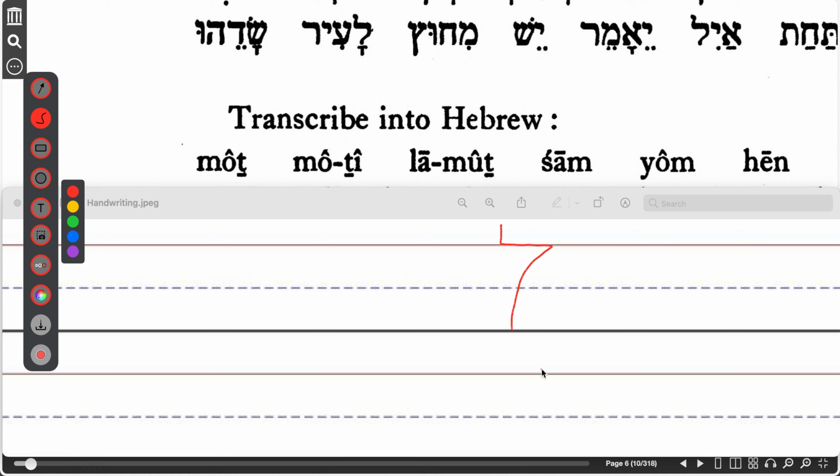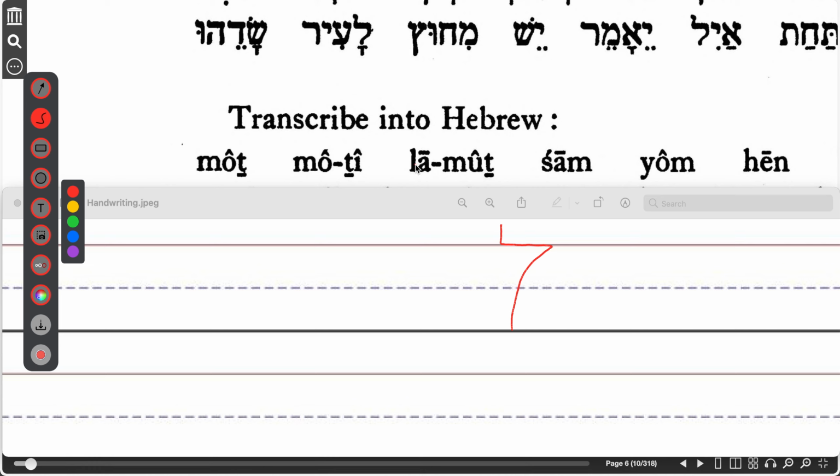Like so. Lamed. And then we have the long A sound. So that is kamats, right? You have kamats. So what I like to do, here's how I like to do it. And let me just show you the short version.